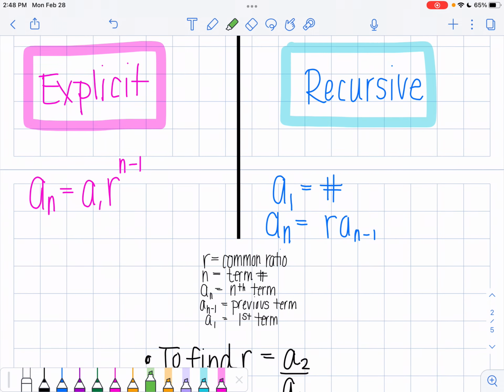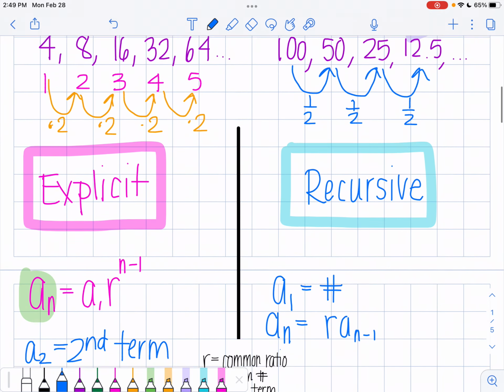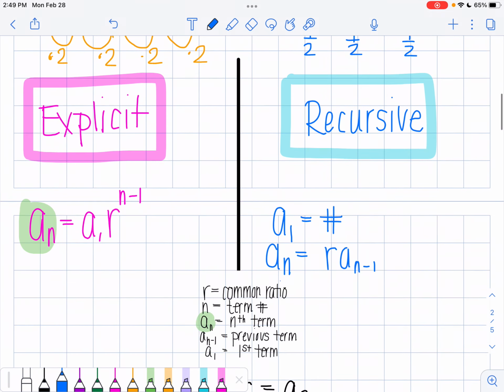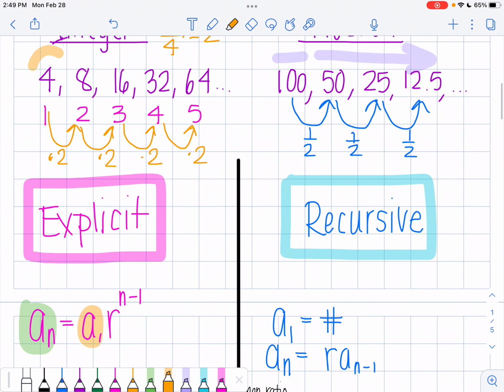Okay, so in the explicit formula, this a sub n is talking about the nth term. So when we talked about term number, if I wanted to write something like a sub 2, I'm talking about my second term. And if I go back up to my list up here, my second term right here is 8. Just so you understand how to read that part. A sub 1 is my first term. That's going to be the term that comes first in my list.